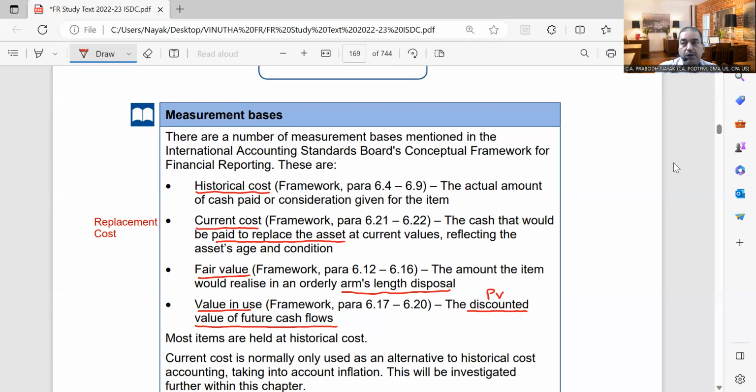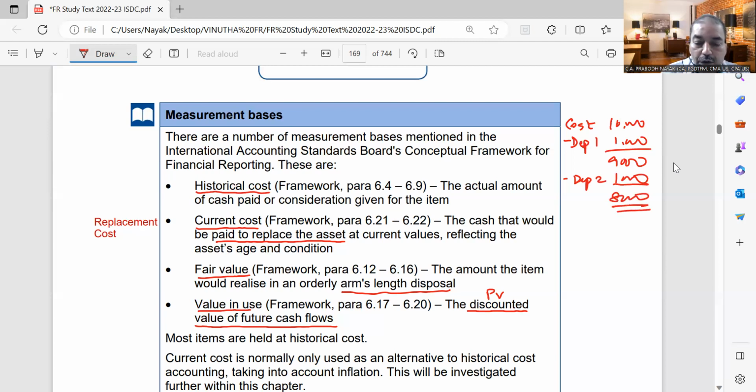That means, suppose I have to buy an asset which is as old as mine. Then what is the replacement cost? Now I may have purchased the asset. See, it is like this. I may have purchased the asset and paid a cost of $10,000. 2 years have passed, so I must have charged depreciation for first year, $1,000. 9,000 balance. Second year, I must have depreciated by another $1,000. So $8,000. So now the carrying amount of the asset is $8,000.